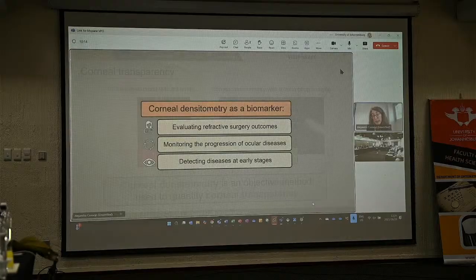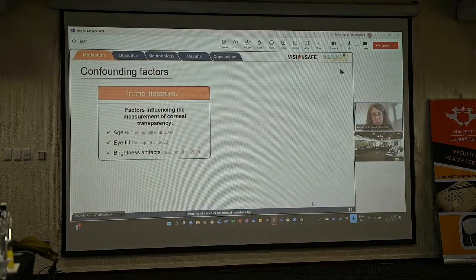This is important clinically, and it has been mostly used to evaluate outcomes of refractive surgery, to monitor the progression of different ocular diseases such as keratoconus, and also in keratoconus as an early detector. You need to think of looking objectively at corneal transparency as a very powerful tool, because changes in the tissue are always going to happen before changes in shape. That's why it's interesting for clinicians to have this parameter and to be able to rely on it.